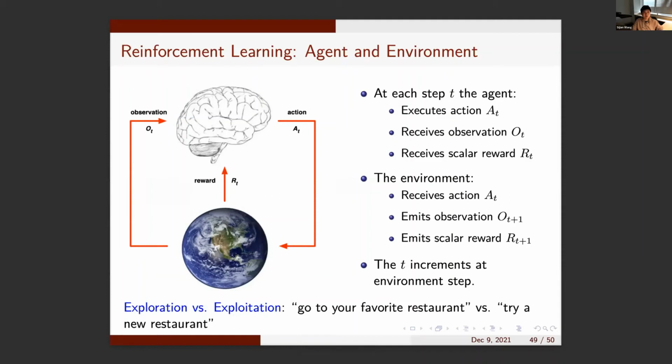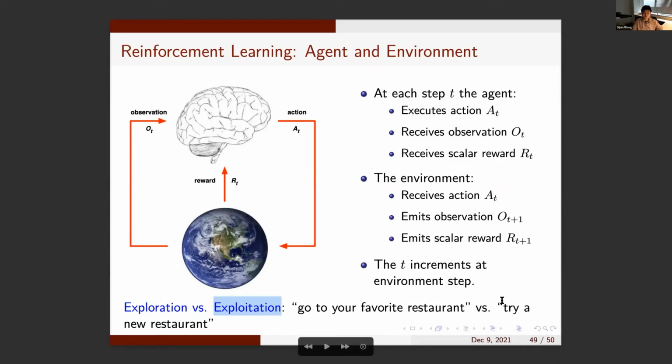And the fundamental problem in reinforcement learning is exploration versus exploitation. So here I use an example. If I want to go to a restaurant, I need to decide which restaurant I should go to. So there are two choices. One is to go to my favorite restaurant. This is called exploitation, because it's based on my current experience. The good thing is I am guaranteed to have a good experience. But the bad thing is I may miss some restaurant I might like even more than my current most favorite restaurant.